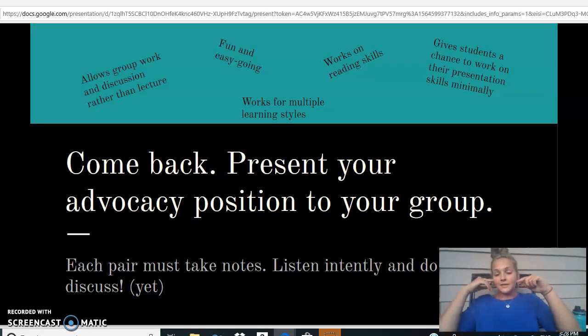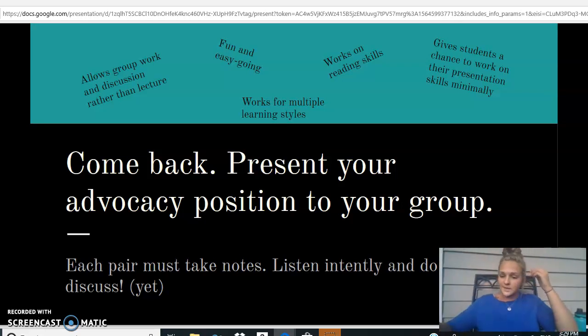And I like this activity because it allows group work and discussion rather than just listening to a lecture. Because I could sit and lecture about the Declaration all day, but is that going to get across to anybody? Probably not. It's fun and easygoing. It works for multiple learning styles. It works on reading skills. It gives students a chance to work on their presentation skills in a very low-key setting. So they're presenting to their group, but not the entire class.